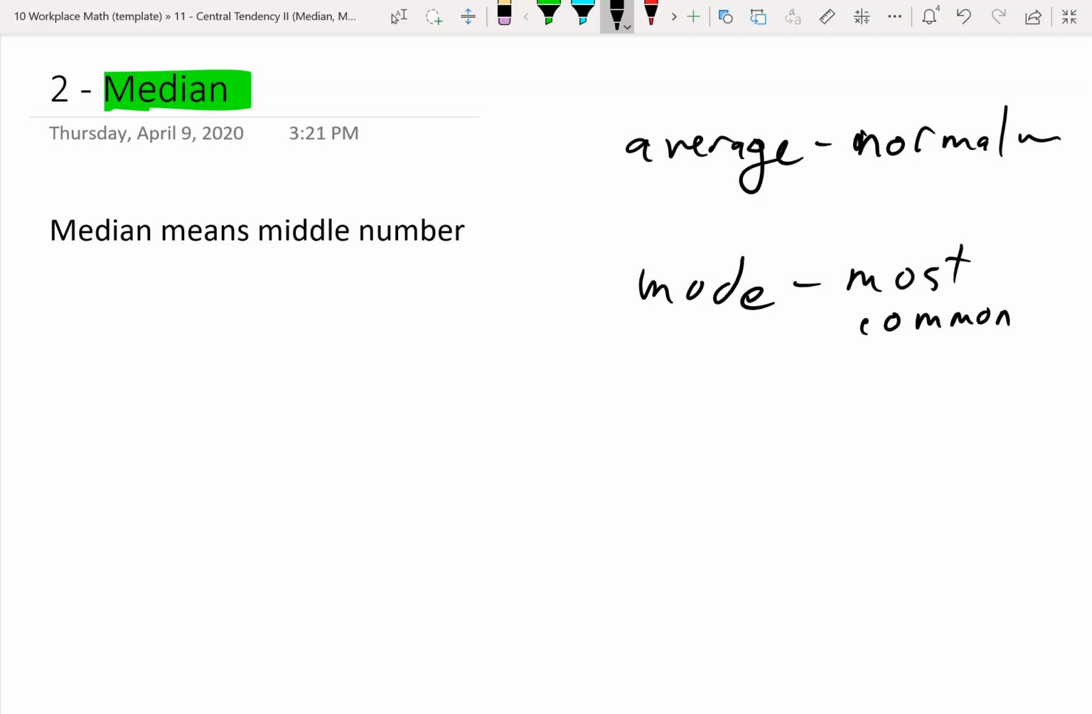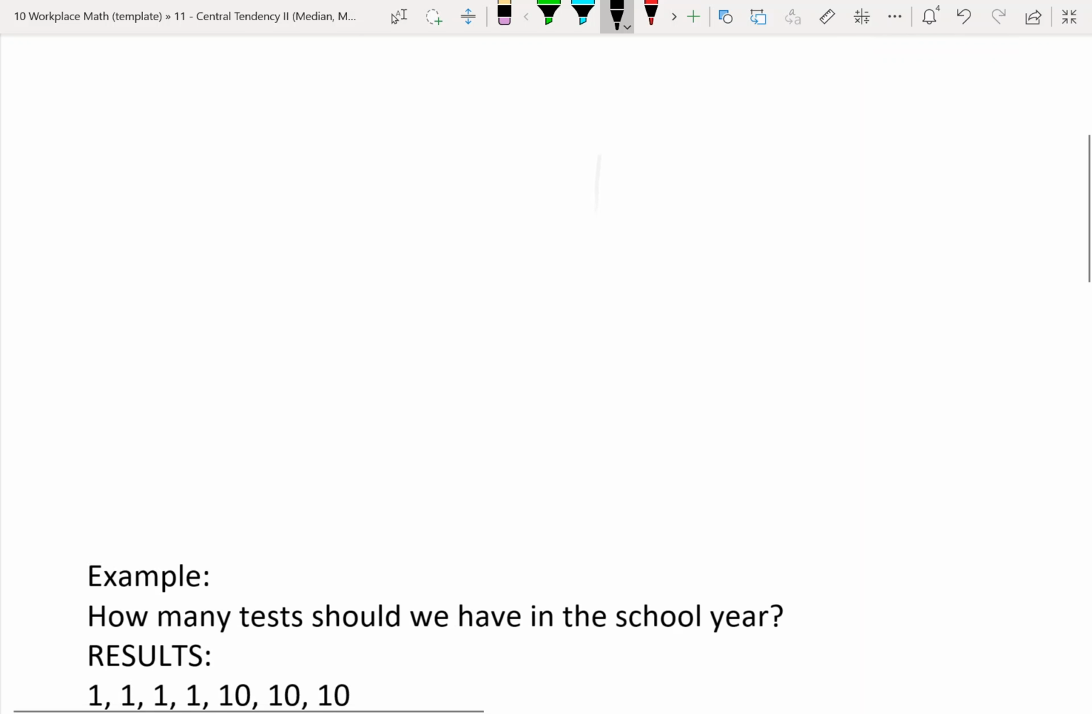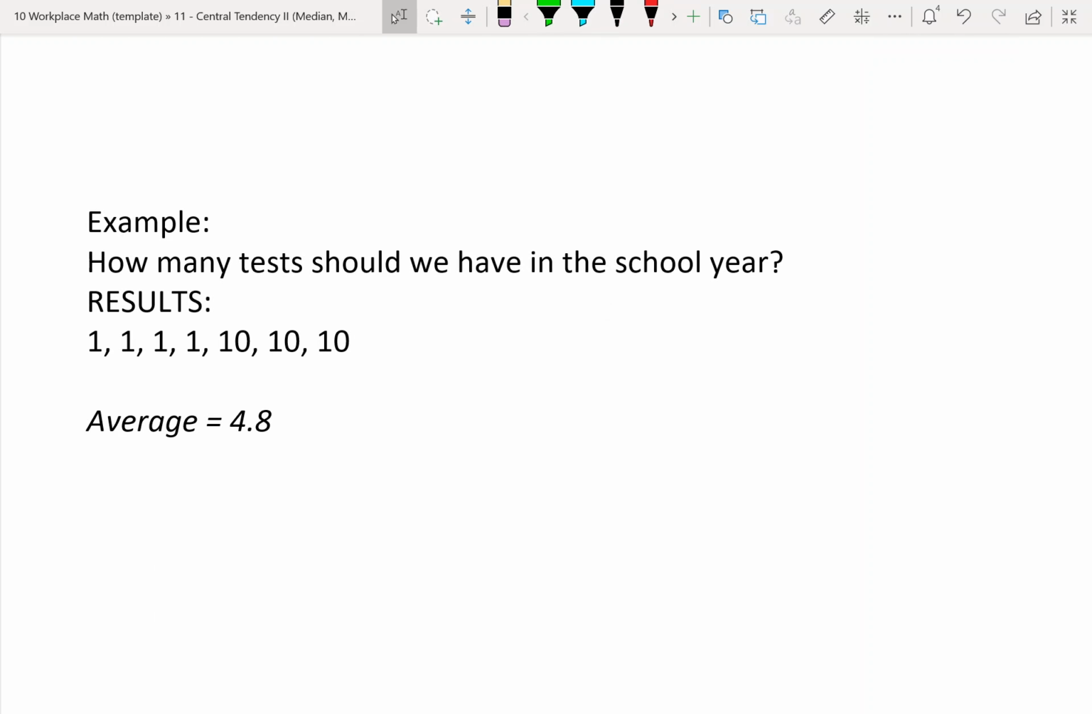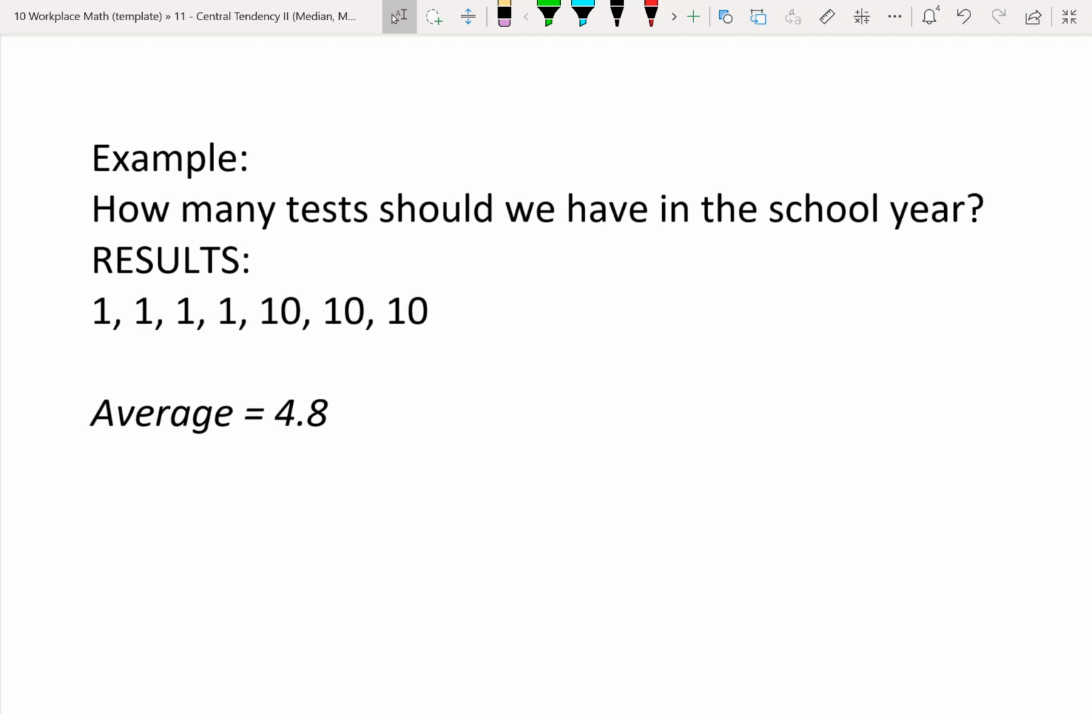So as we said before, by looking at all three of these, you can get information about hundreds of numbers and try and make a good guess about what the numbers are telling you. So let's look at an example. Like we said last time, we asked kids, how many tests should we have in the school year? These were the results. If we just look at the average of 4.8 or about 5, these people aren't happy, these people aren't happy. By ignoring the information and just looking at the average, you can actually be missing a lot. So we can find the median, which is the middle number.